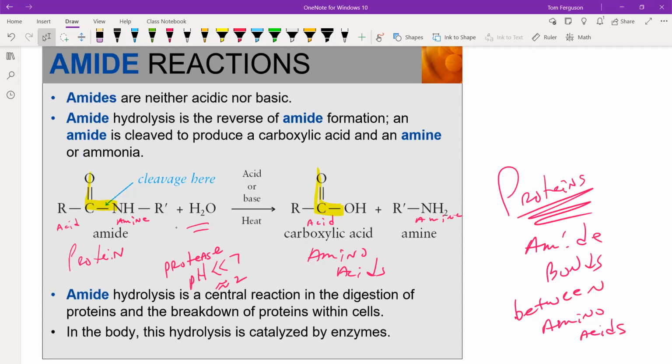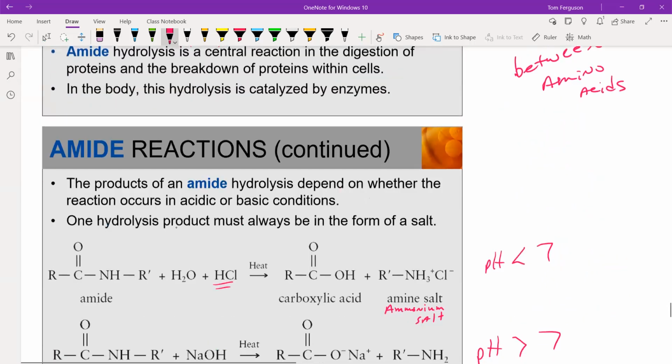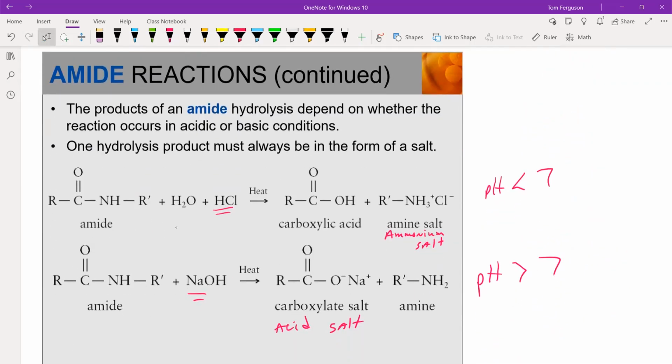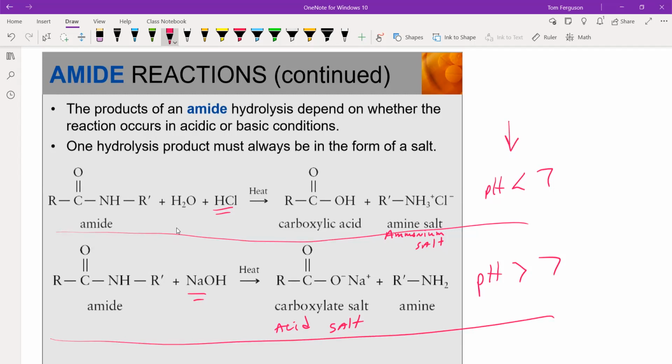Now we can hydrolyze amide bonds by the introduction of water plus an acidic or alkaline or base environment and with some heat. And this is what happens with proteases in your stomach. It undergoes hydrolysis, and it's very common. Now this hydrolysis reaction is important because it depends on pH. pH will determine the product.